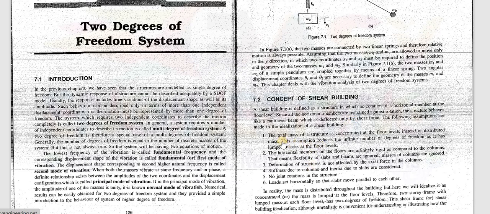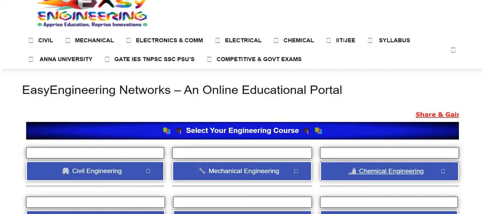Then these are some of the assumptions. The total mass of the structure is concentrated at the floor level instead of distributed mass. Horizontal members on the floors are infinitely rigid compared to the columns. Deformation of the structure is not affected by the axial force in the column. That is the next important point. Stiffness is due to the columns and inertia is due to the slabs.